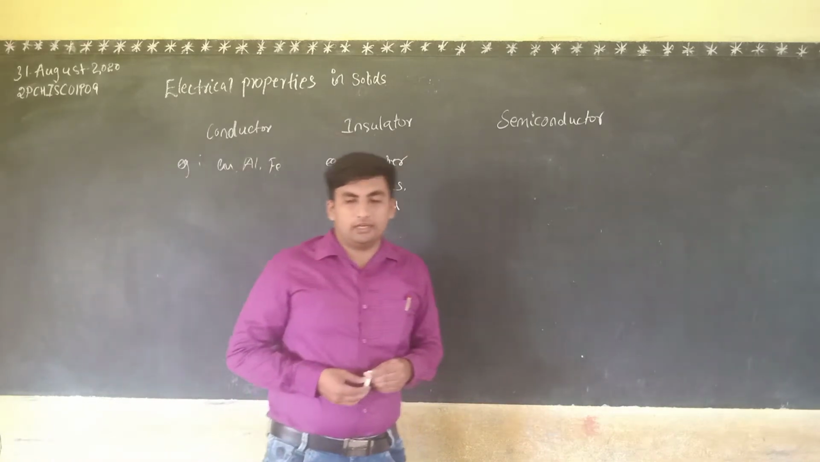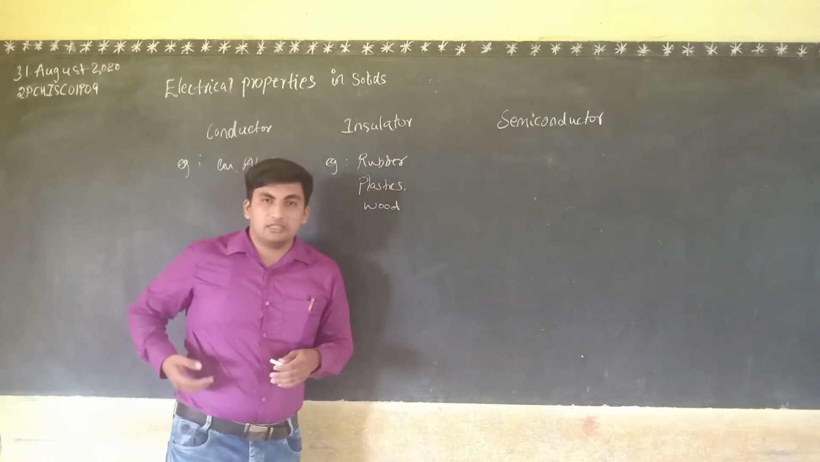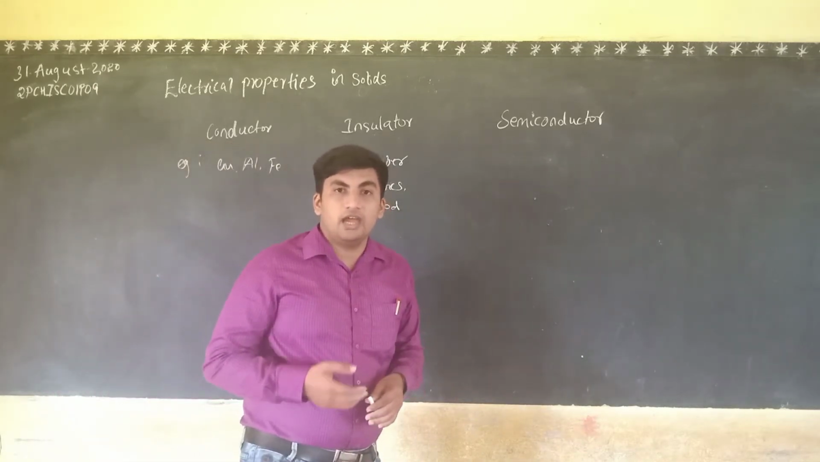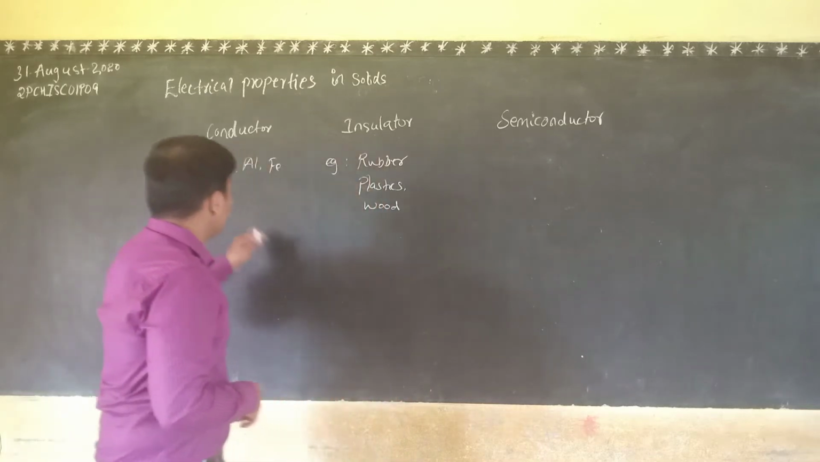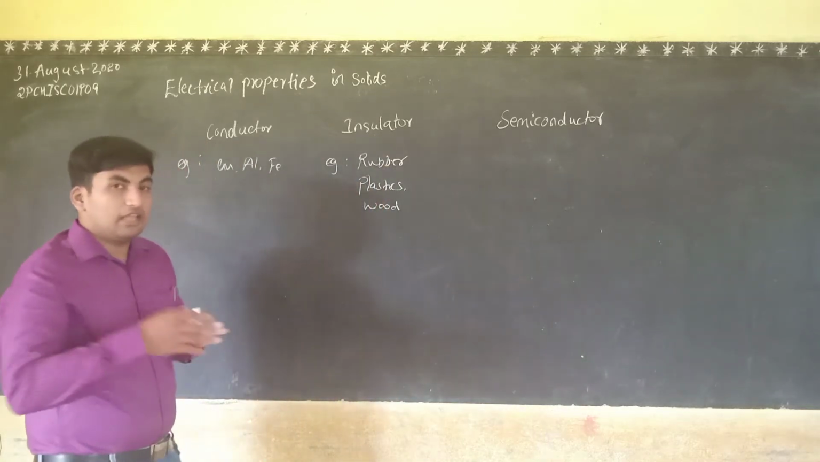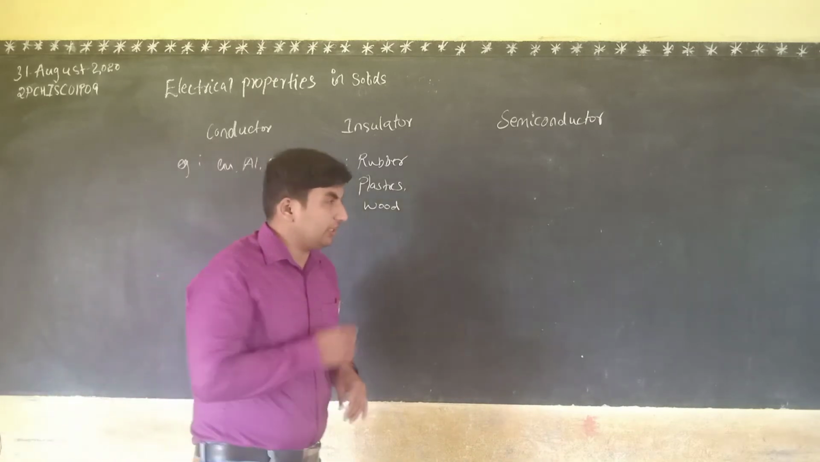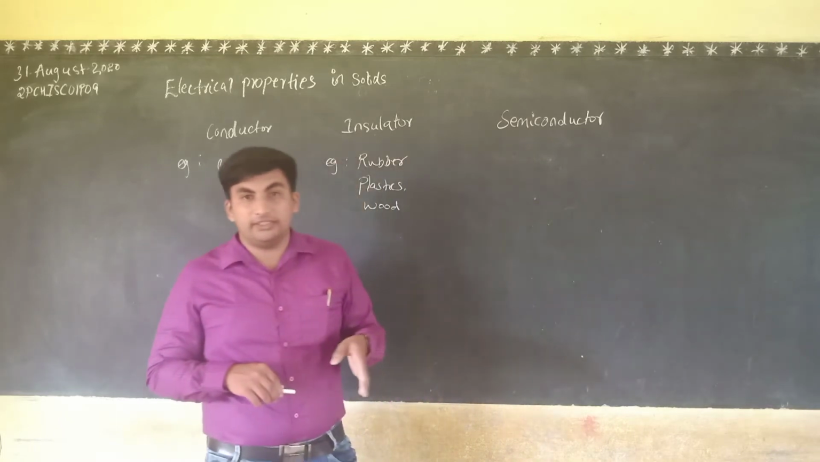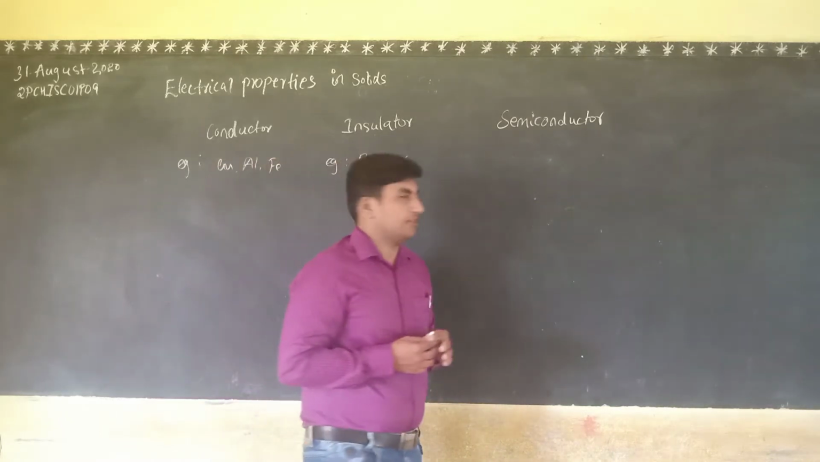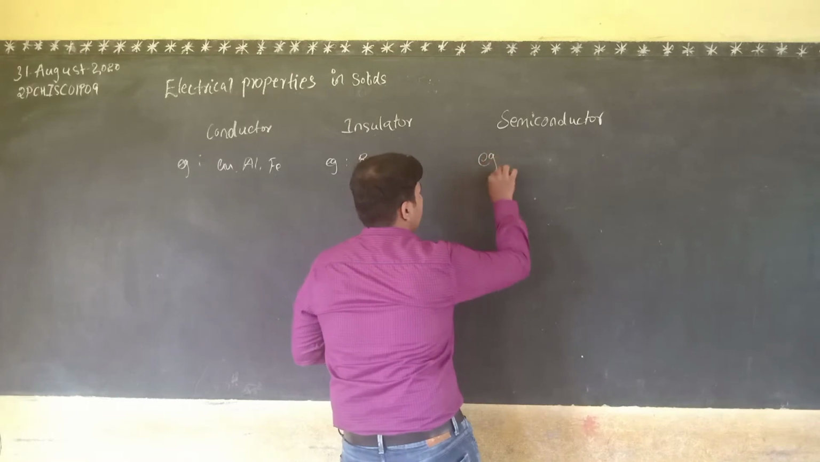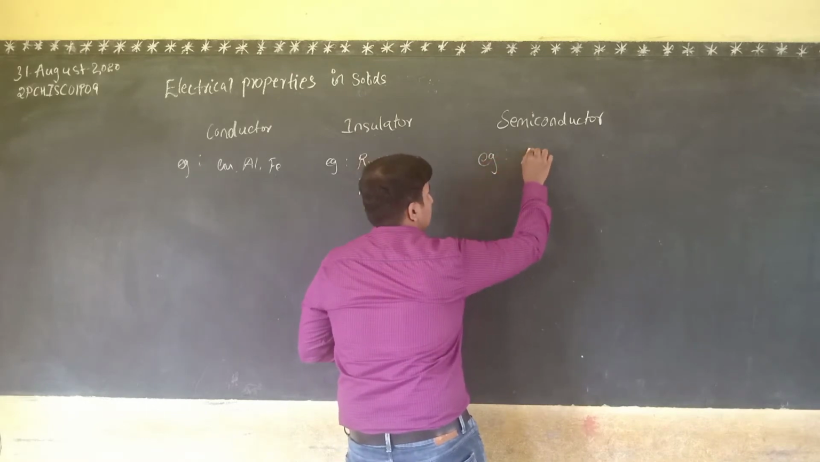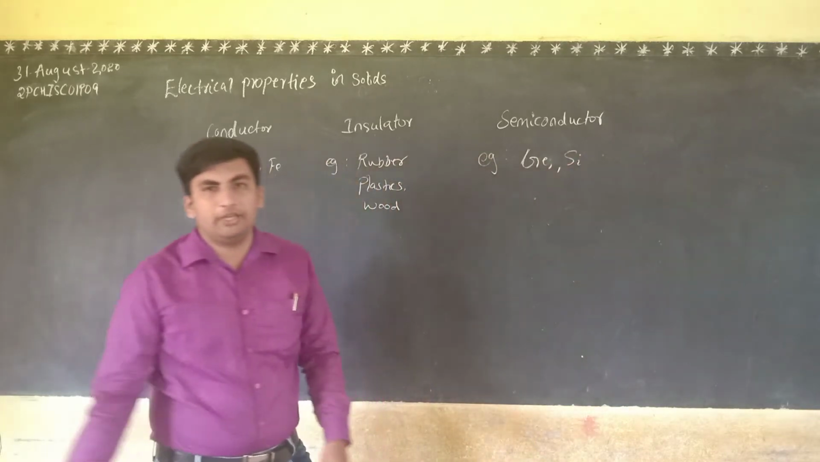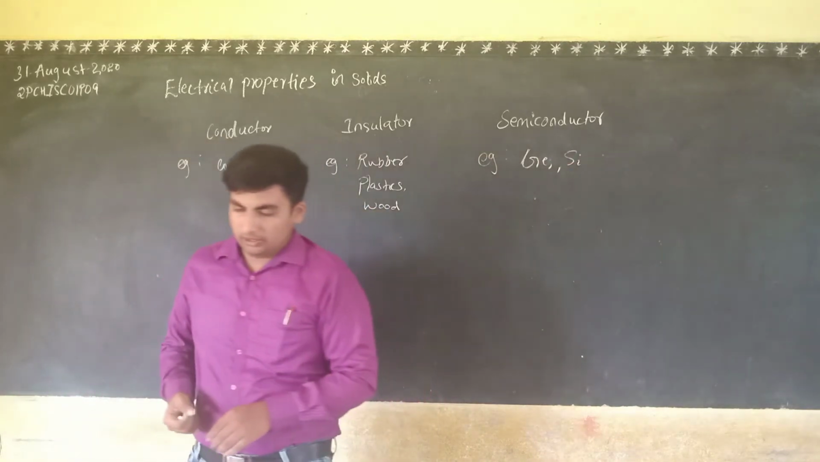Then the third one is semiconductor. Semiconductors are the materials or substances which conduct electricity to a smaller extent. In conductors, electricity is conducted to a larger extent, but in semiconductors, they conduct electricity to a smaller extent. Examples: germanium and silicon.